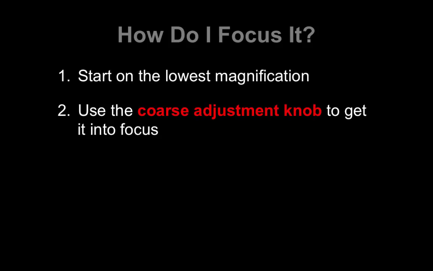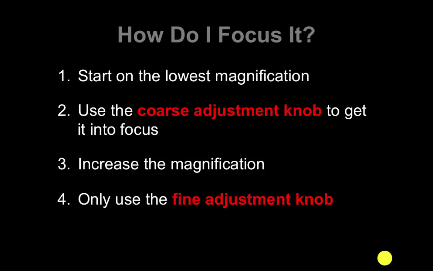When you're on the lowest magnification, you're going to use the coarse adjustment knob. It causes a lot of movement and a big focus change. So on a low magnification, we use it to get it pretty close. Then as we increase the magnification, we're only going to use the fine adjustment knob. And this is really important because if you try and use the coarse adjustment knob at a high magnification, you're just going to go in and out of focus and you're never going to be able to see anything.